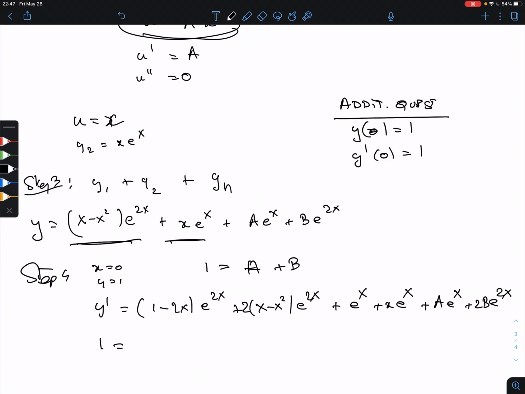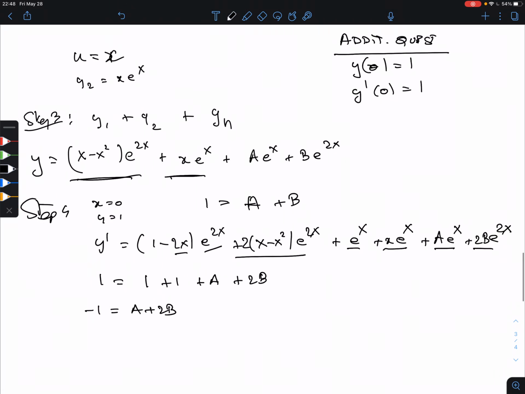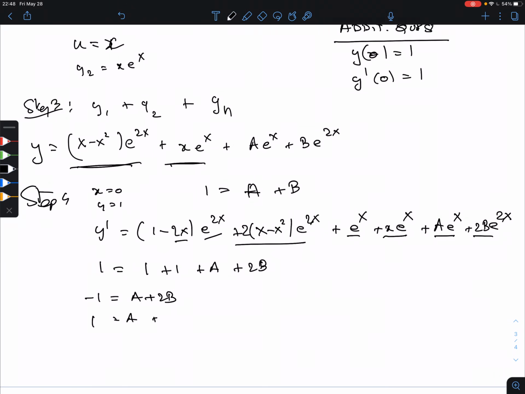This is supposed to be 1. If I plug in 0, then I have a 1 here. This is 0. This is 1. This is 0. All this thing is 0. We get another 1 here. This gives me 0 again. This gives me an a, and this gives me 2b. So if I bring this all to the other side, 1 minus 1, this is equal to a plus 2b. And we had 1 is a plus b.